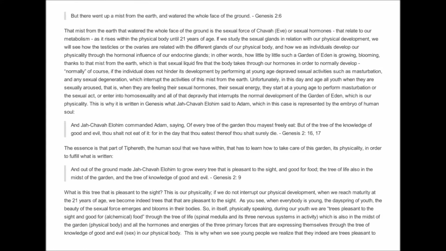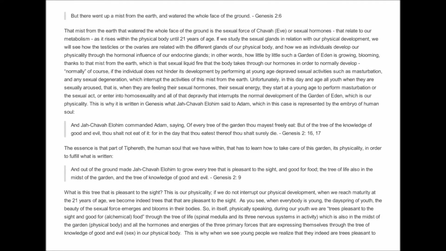Of course, if the individual doesn't start performing sexual activities such as masturbation and other sexual degenerations, then they interrupt the activity of this mist. Unfortunately, in this day and age, all youth, when they are feeling the hormones of the sexual energy, start performing masturbation and the sexual act, homosexuality, and all of that, which of course interrupts the normal development of the Garden of Eden, as it is written in the Bible, which is our physicality.